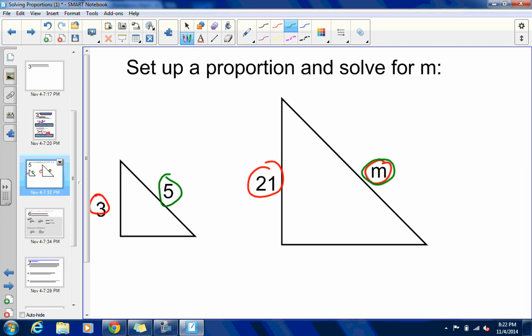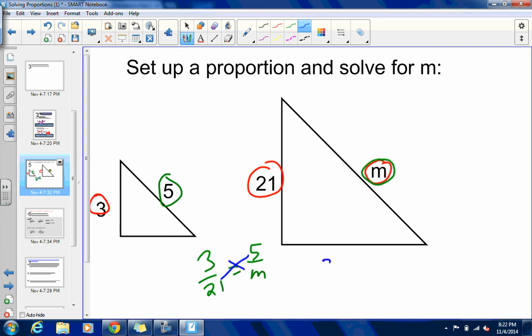So if you want to set a proportion, I'll do the proportion of the smaller left side to the bigger left side. So 3 over 21 is equal to the proportion of 5 over m. It makes sense because 3 to 21 should be the same proportion or ratio as 5 to m. And you can use either method you want here to solve. Actually, if you notice here, you can't use the first method because the m is on the bottom, not on the top. So let's do cross multiplication.